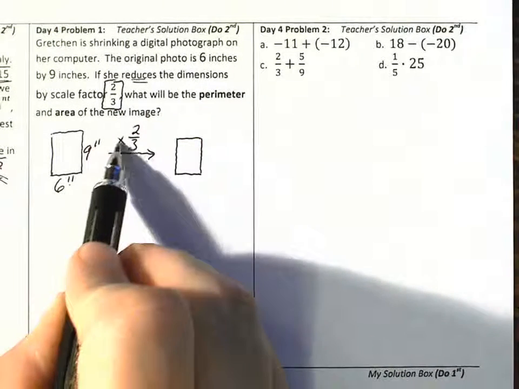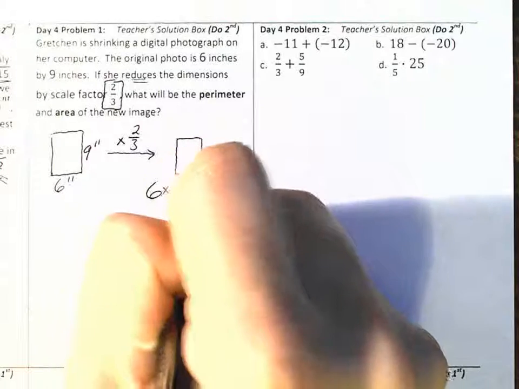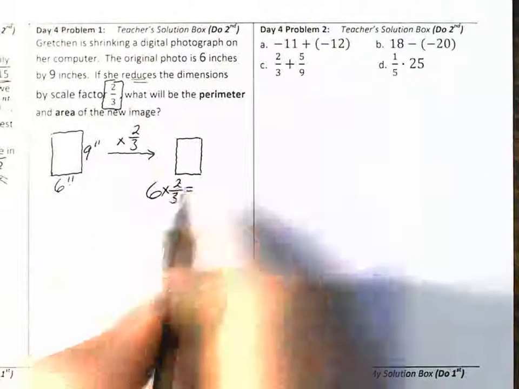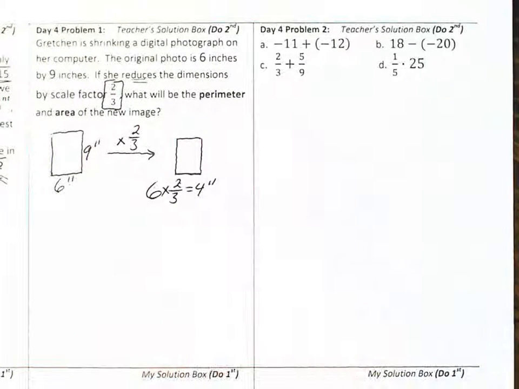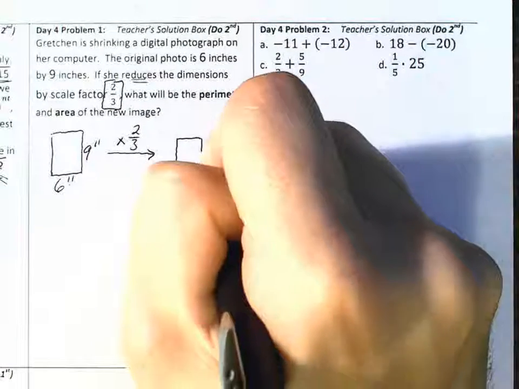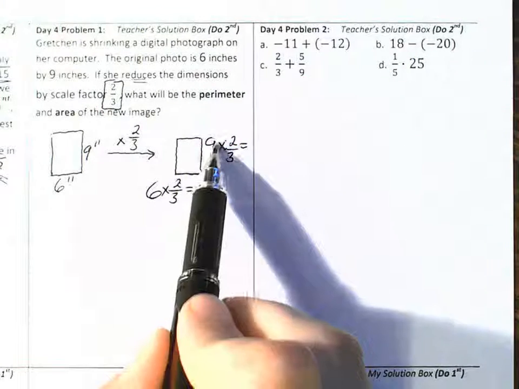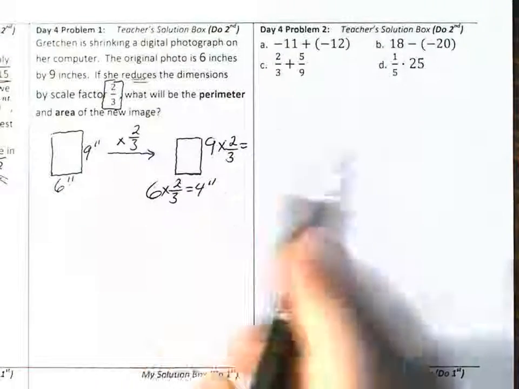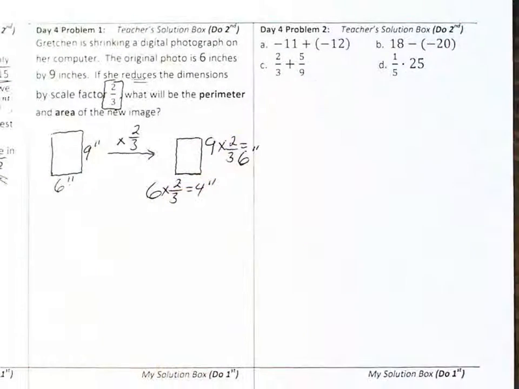So 6 times 2/3. 6 times 2 is 12, and 12 divided by 3 is 4 inches. This is 4 inches wide. Now let's get its height. 9 times 2/3. 9 times 2 is 18. 18 divided by 3 is 6. This is 6 inches tall.